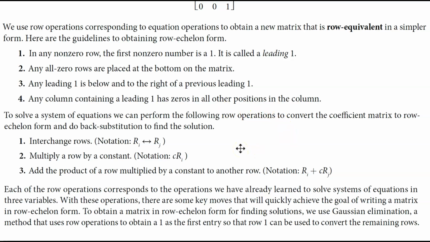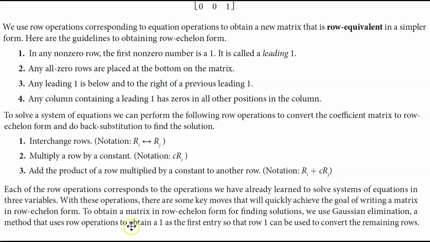Now, to solve a system of equations, we can perform the following row operations to convert the coefficient matrix to row echelon form and do back substitution to find the solution. Number 1, if you want to interchange the rows, this is the notation for it. You have this row and then that notation. If you're going to multiply a row by a constant, it's going to be c times whatever that row is. And number 3, if you're going to add the product of a row multiplied by a constant to another row, then you would have a row plus whatever the constant is times that row.